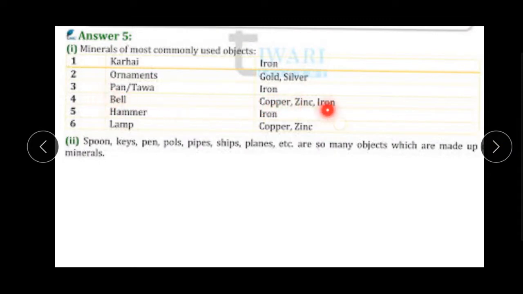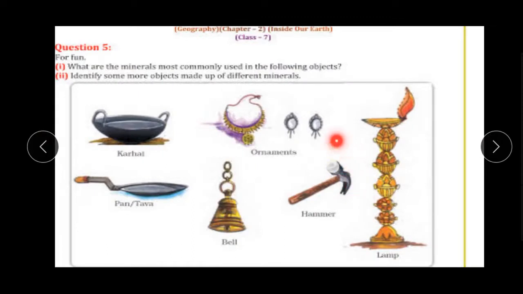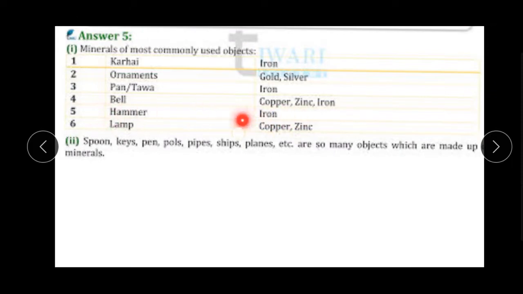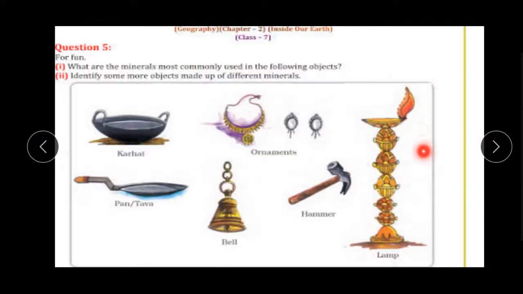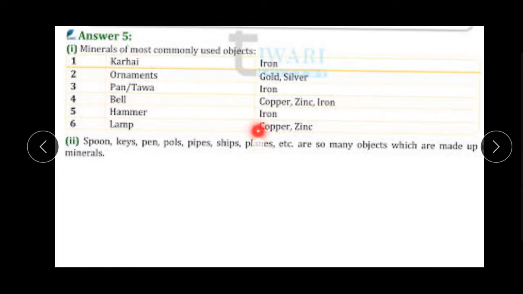Yes, in the bell, copper, zinc or iron. Okay. The next, hammer. In the hammer, what mineral is used more? Iron. Very good, children. In the hammer, iron is used more. Then last, lamp. In this, what mineral is used more? By looking at the image, can you get any idea? Yes, copper and zinc. Okay, children. So like this, everyday objects are also made up of many minerals. These minerals are very, very important in our daily life.